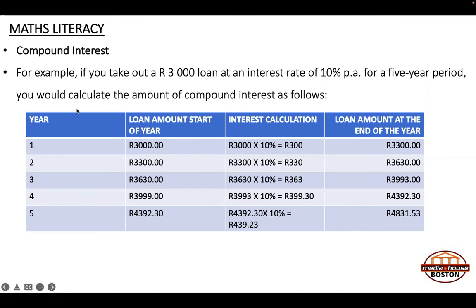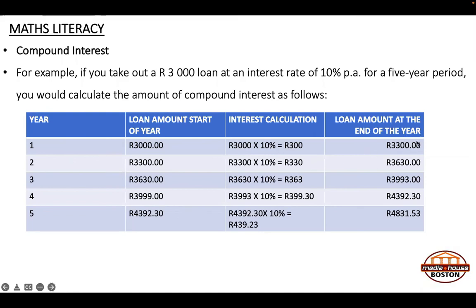Right. So, for example, if you take out a 3,000 Rand loan at an interest rate of 10% per annum for a 5-year period, you would calculate the amount of compound interest as follows. So guys, how do we calculate it? This is how we do it. In the first year, the loan is 3,000 Rand. That's the amount we took. Then the interest is 10%, so 3,000 times 10% gives us 300. We add that 300 to the 3,000 and we get an amount of 3,300.